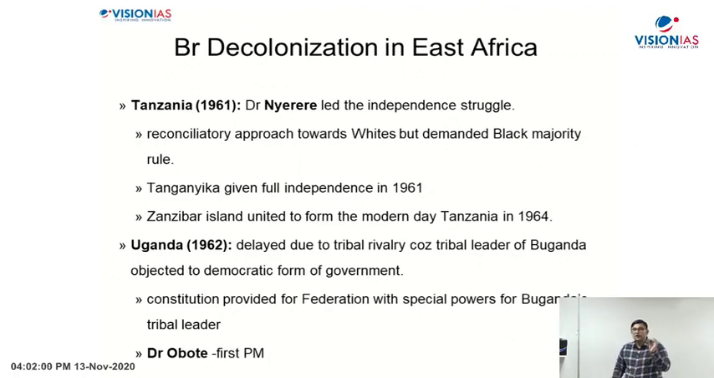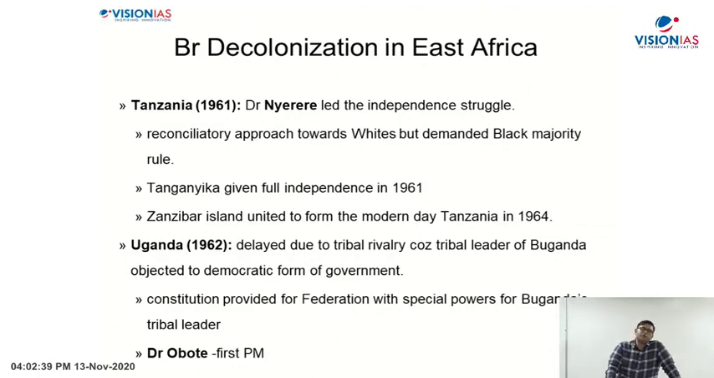Tanzania, again doctor, he is a doctor, means western educated, Dr. Nyerere led the independence struggle. Again look, in this East Africa, number of white settlers are decent. That's why the trend, whether Dr. Nyerere will be following a reconciliatory approach towards the white minorities or not, that becomes important. So therefore, reconciliatory approach towards whites, but demanded black majority rule. Tanganyika, given full independence in 1961. Zanzibar Island united, nearby here, to form modern day Tanzania in 1964.